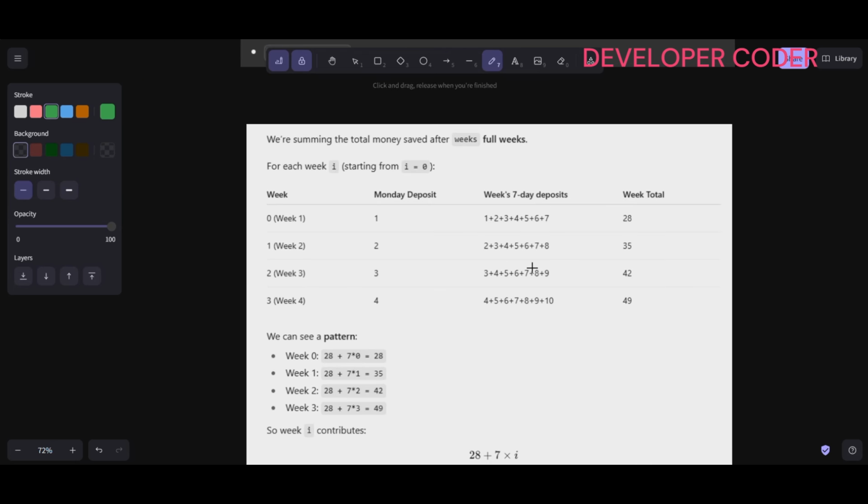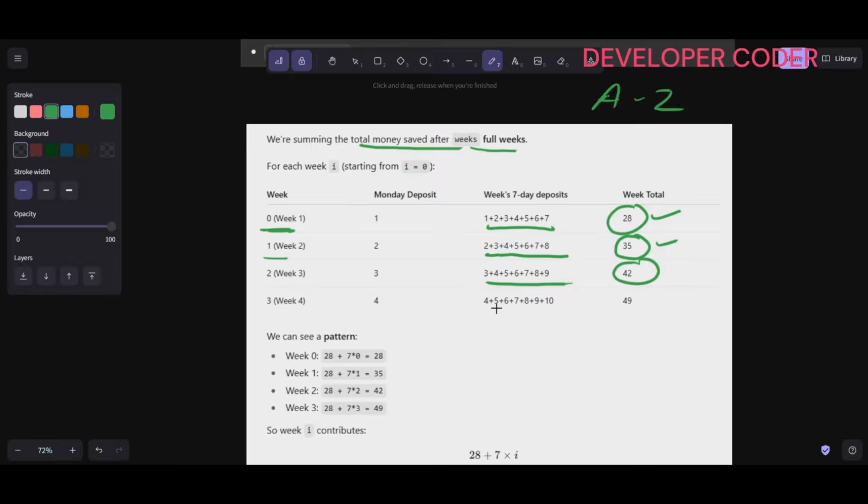So here what we are doing, we are summing the total money saved after full weeks, right? So this is nothing but approach 2, right? So if you see, in week 1 we are starting from this, so we are going to get a total something like this. In week 2 we are starting from this 2 and we are going to get a total like this. In week 3 we are starting from 3, right? And we are going to get a total like this. In week 4 we are starting from 4 and we are going to get a total like this.